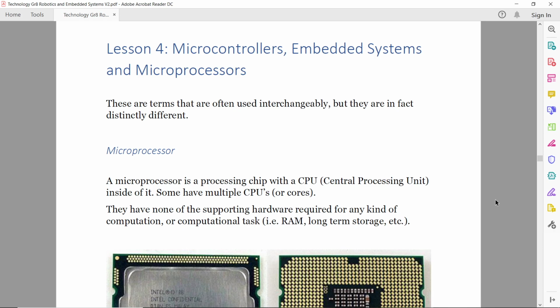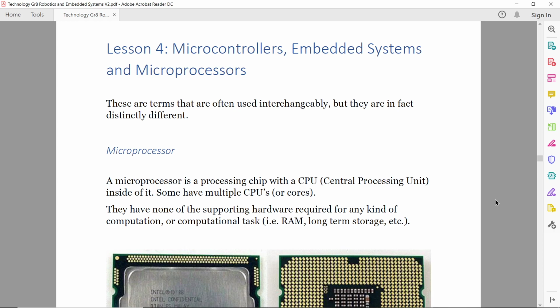A microprocessor is a processing chip, right? It's just a processor that's got a CPU, a central processing unit, inside of it. Think of it as being like a little brain. And some of them nowadays have multiple cores in them. For example, my laptop that I've got here has got eight CPUs in it, and I'm sure yours, if it's relatively new, has probably got more than one.